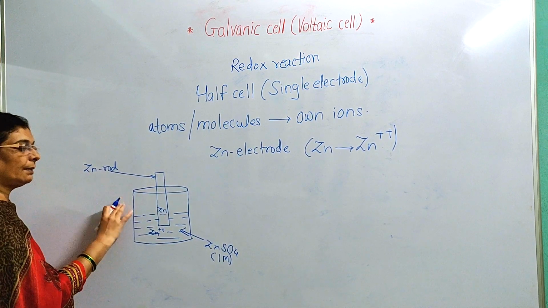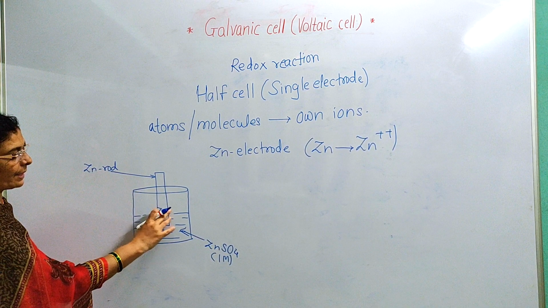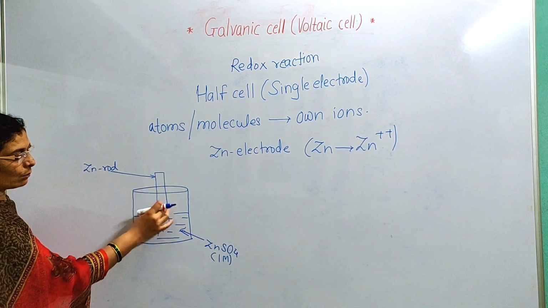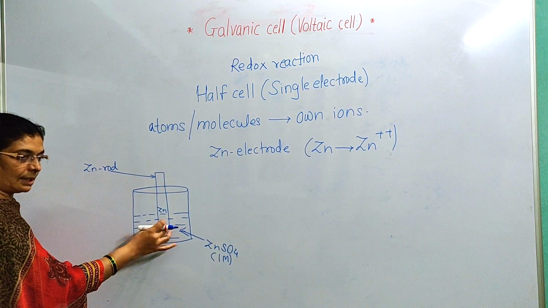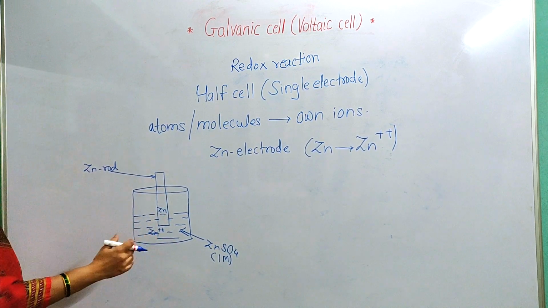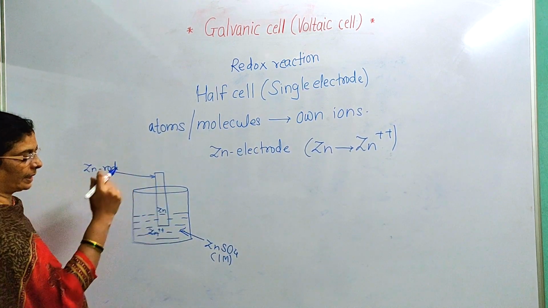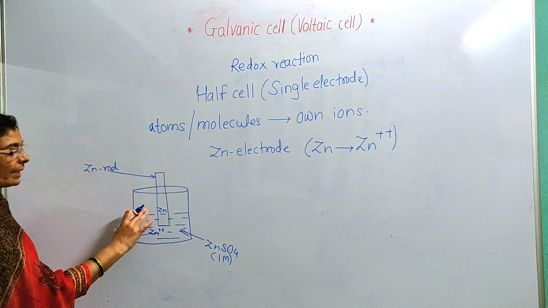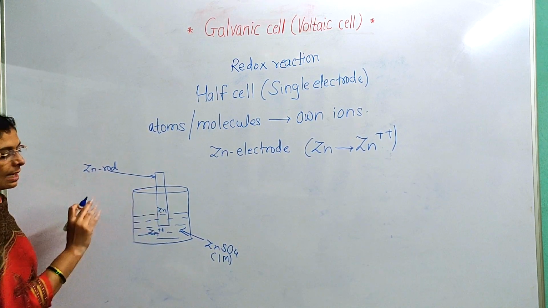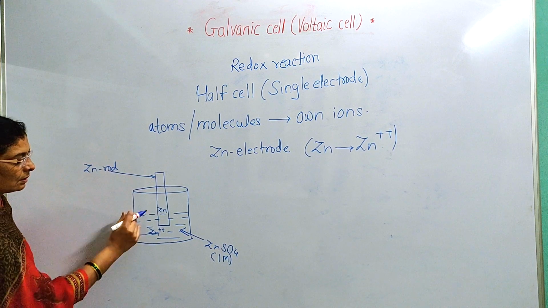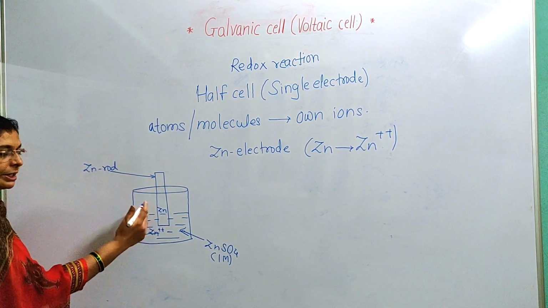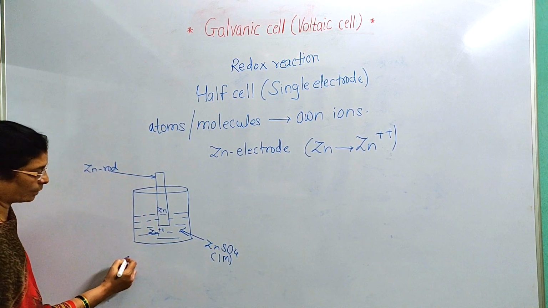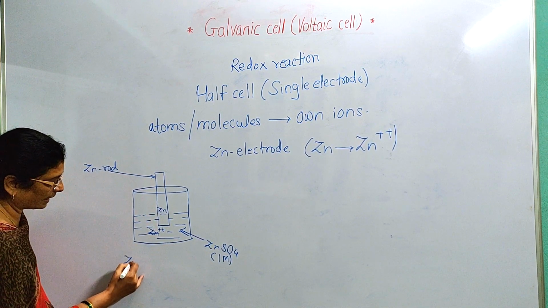Like this, any metal electrode can be prepared. For that, we have to take the rod or the strip of that metal, and it is dipped in a solution containing the ions of that metal. Now there is one method for the representation of this half cell. Suppose this electrode works as an oxidation electrode. That means oxidation reaction takes place at this electrode. Then it is represented like this.